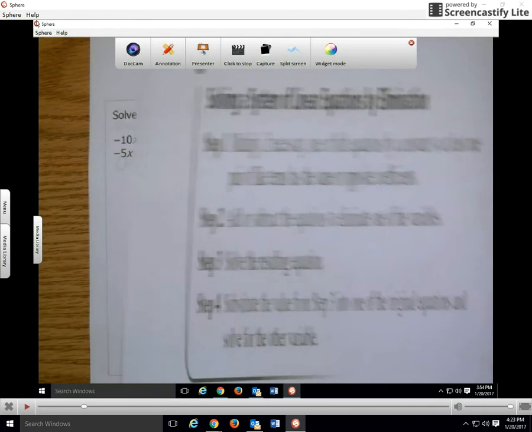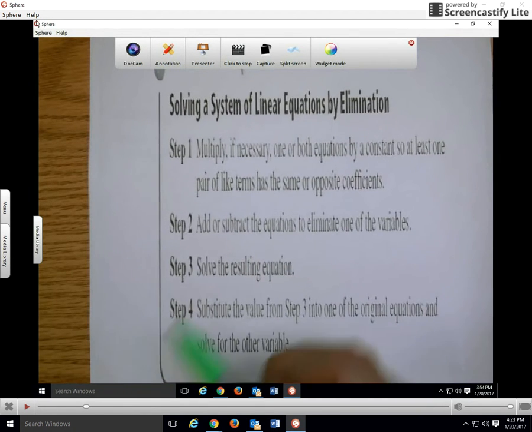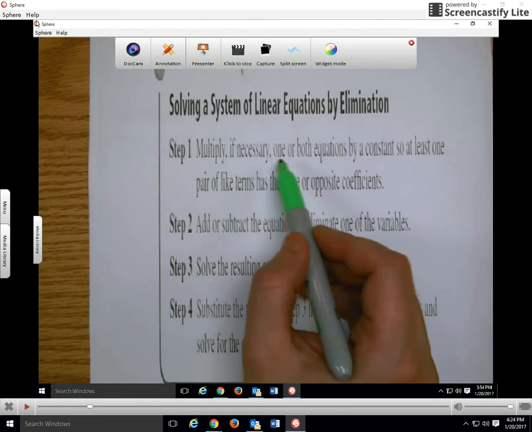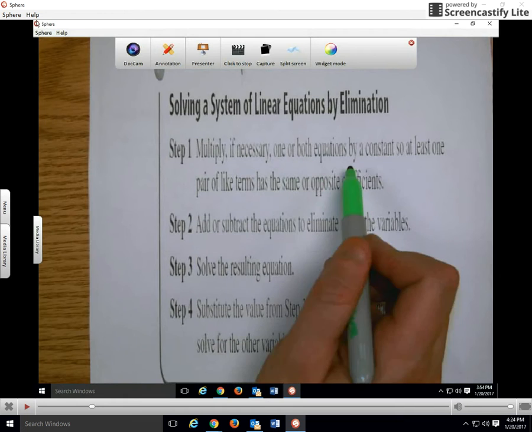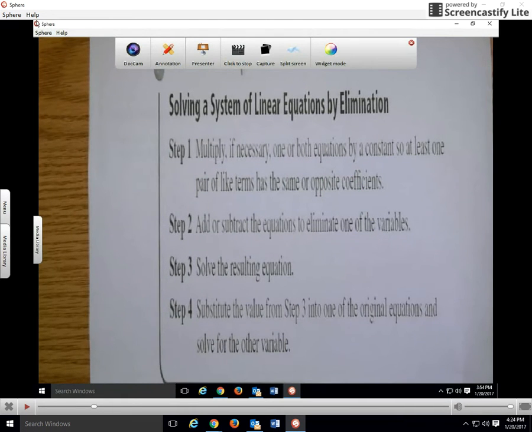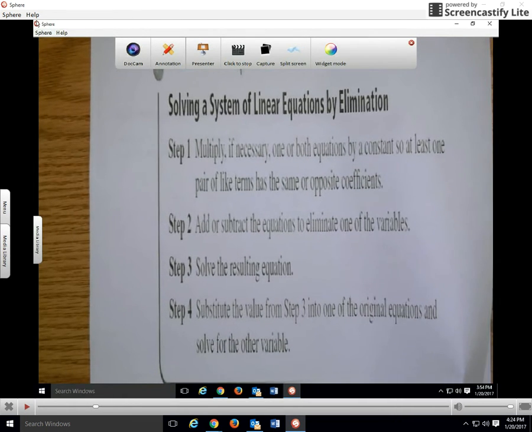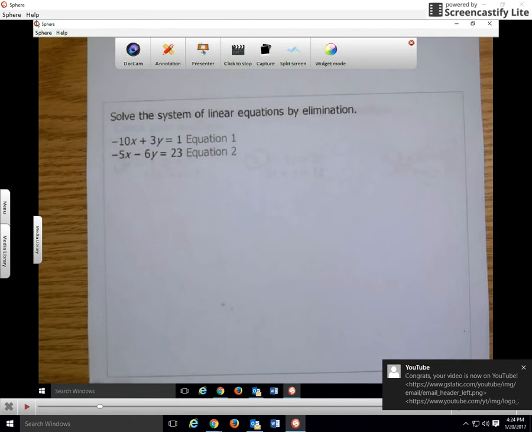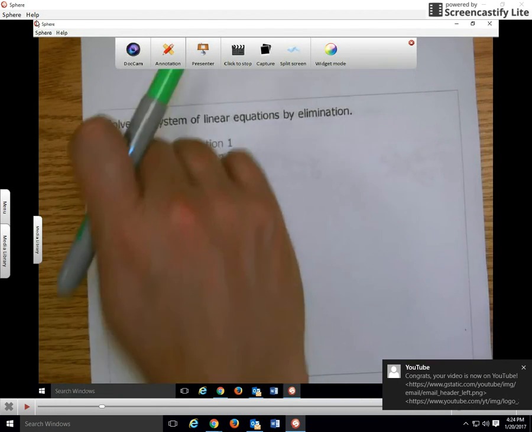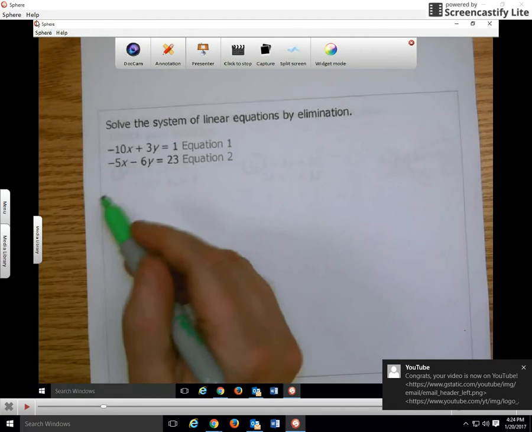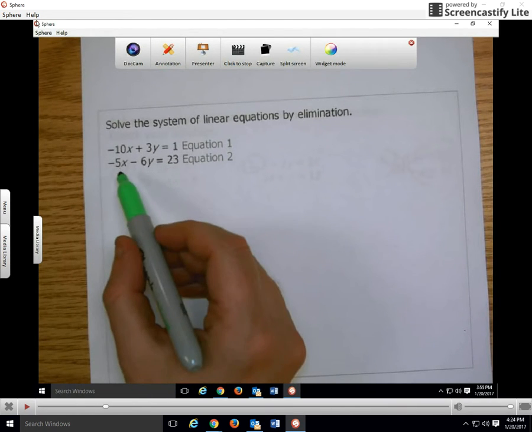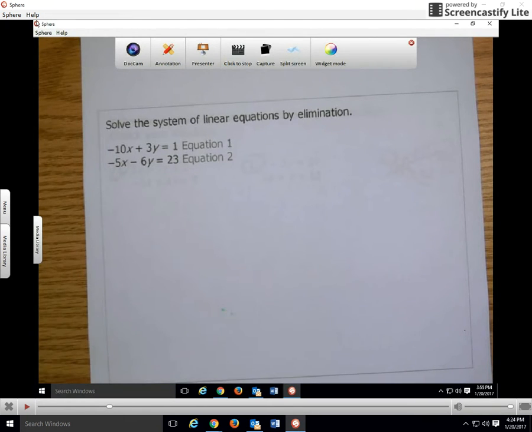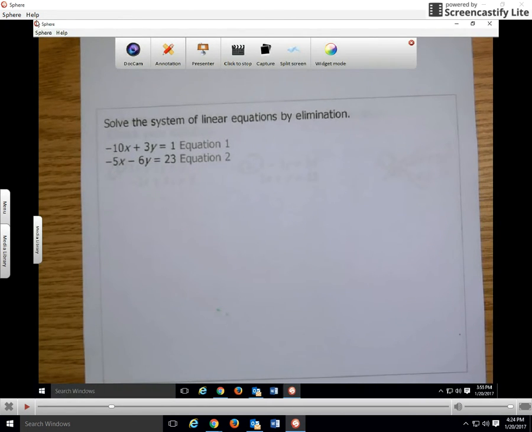Well, that goes back to the very first step. Now, we don't always use this first step, but in this case we do. We need to multiply, if necessary, one or both equations by a constant, by a number, so at least one pair of like terms has the same or opposite coefficient. Another way to say that is we need to multiply one of these equations so that it's opposite of the coefficient of another equation, so that when we add them together, it's eliminated.